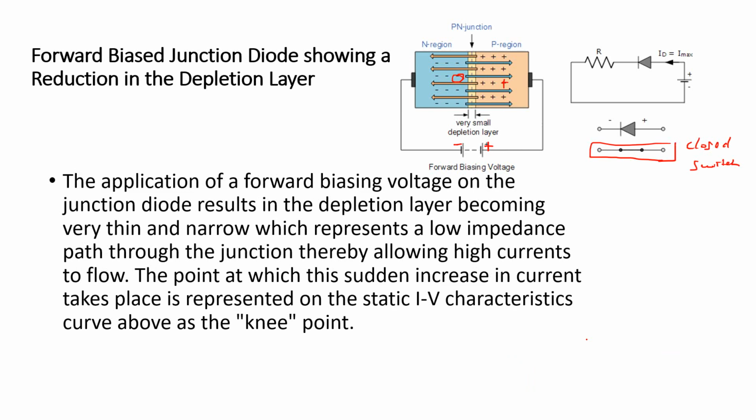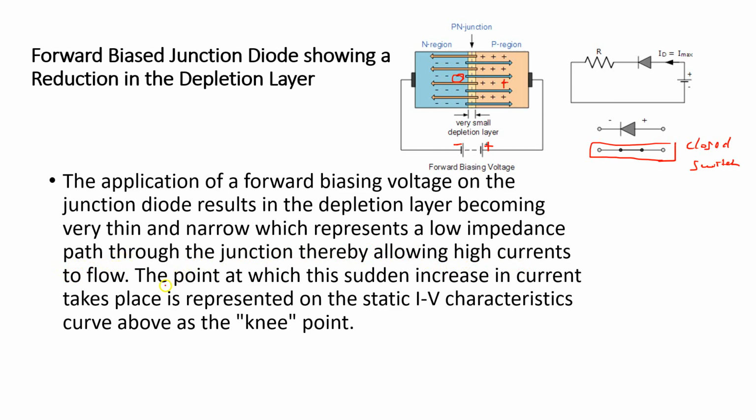That is important. But if you read the information on my slide here, then you will see what I'm talking about. It says that the application of forward biasing voltage on the junction diode results in the depletion layer becoming very thin and narrow, which represents a low impedance path. When we talk about low impedance, that is talking about low resistance, so there's less resistance to the flow of charge. So that's just another word to talk about resistance, impedance. And it says a low impedance path through the junction, thereby allowing high current to flow.